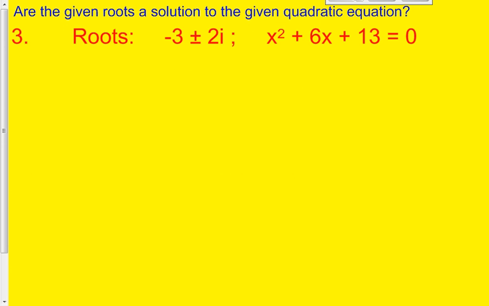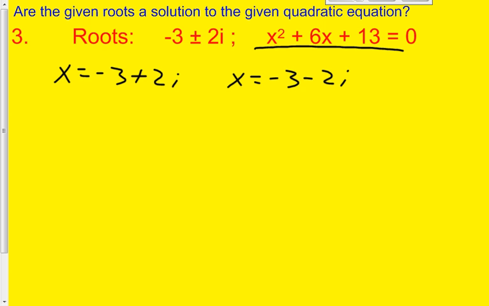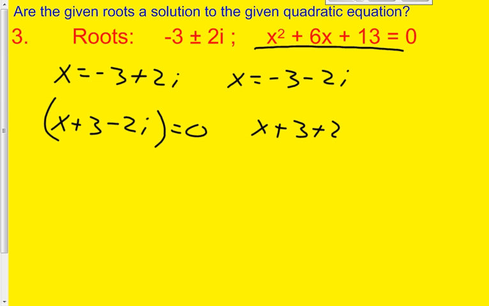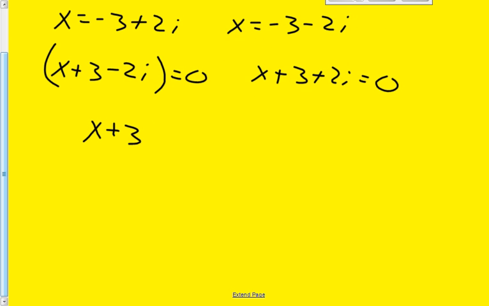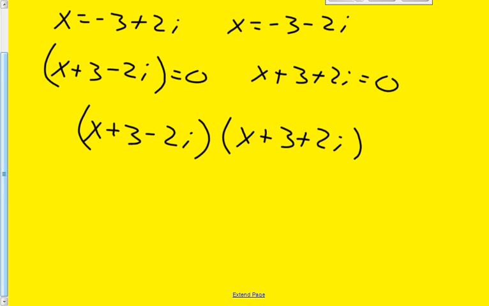So you guys try number 3 on your own. Set these equal to 0, and then multiply them together and see if you get the equation x squared plus 6x plus 13. After you have done this on your own, check your work with me. x equals a negative 3 plus 2i, and x equals a negative 3 minus 2i. So x plus 3 minus 2i equals 0. x plus 3 plus 2i equals 0. x plus 3 minus 2i times x plus 3 plus 2i equals 0.